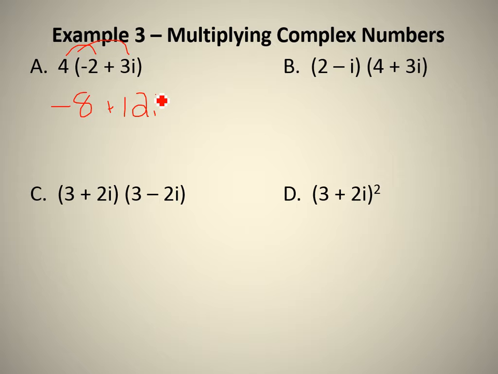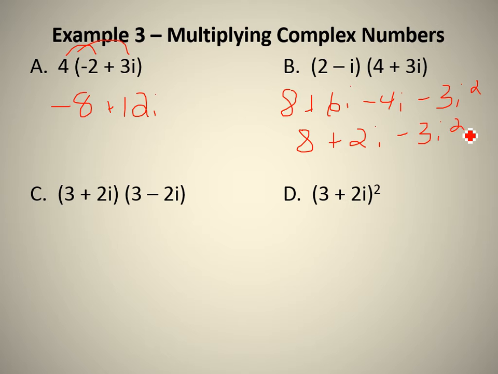So when I do that, I get positive 8 plus 6i minus 4i, and then this would be minus 3i squared. So when I combine like terms here, I get 8 plus 2i minus 3i squared. So just keep in mind that anytime you can take an imaginary unit and turn it into a real number, you want to make sure you do that.